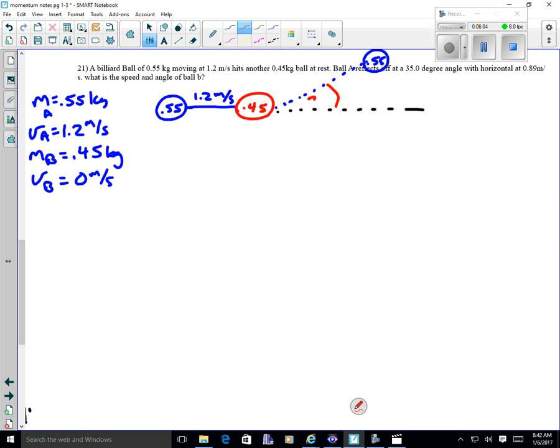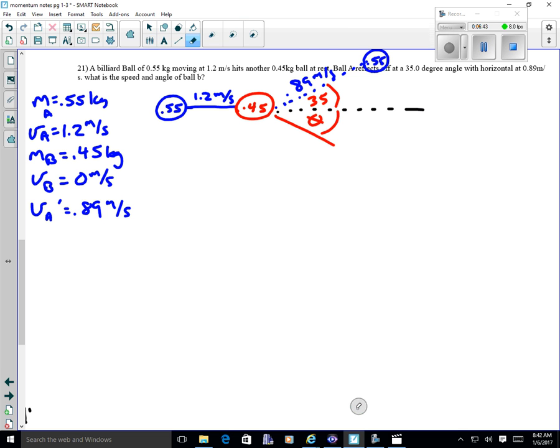Okay. And what we have to figure out is, it also goes at 0.89 meters per second. So the velocity of ball A afterwards is 0.89 meters per second. We have to figure out what speed and angle ball B is going to go down here at. That's what we're trying to figure out. So this is now a 0.45 kilogram ball.